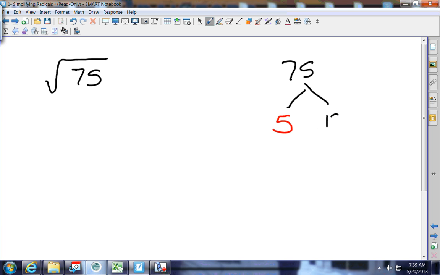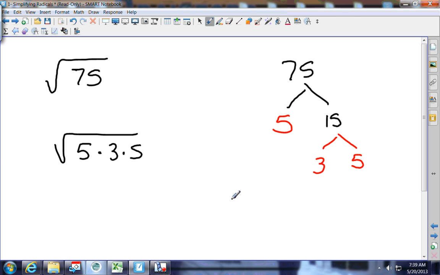15? And some people, if you're saying, how do you get that? Take 75 in your calculator, divide it by 5. Okay? 15, how would that split up? 3 times 5. Now, these are all prime numbers, right? That's as low as you can go. Okay, so inside the house, I have 5 times 3 times 5.